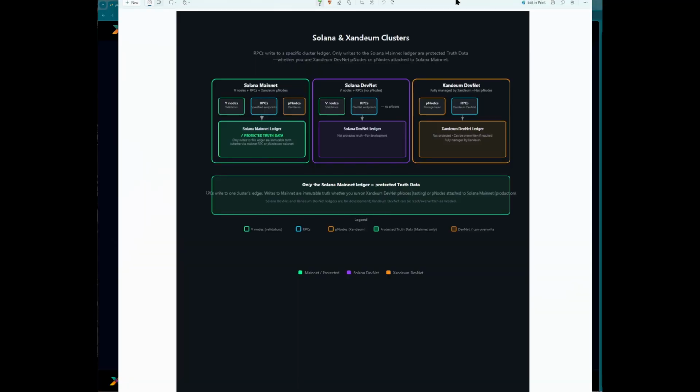Okay, I'm going to try to explain some things as I go through this here. Let's start with a high-level overview of where we're operating.